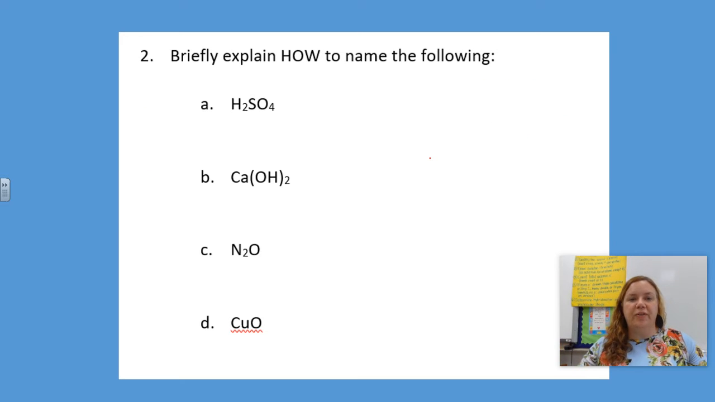Next question, briefly explain how to name the following. So the reason why I wanted you to do this is so that you can go back to remembering if you can explain how, then you can name any acid or base, or you can name any ionic compound. So first off, let's look at A. We've got an H here, so that tells us it's an acid. And we have SO4, so this tells us it's an oxyacid, not a binary acid. So since it's an oxyacid, we do not use hydro, so there's no hydro here.